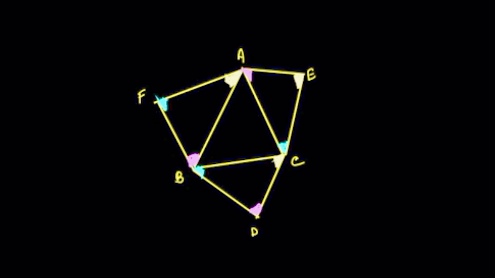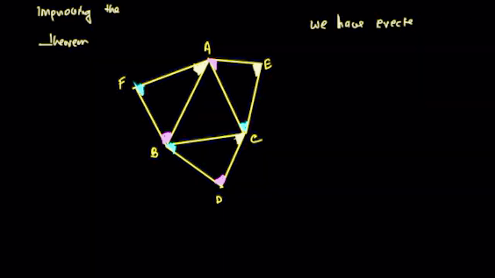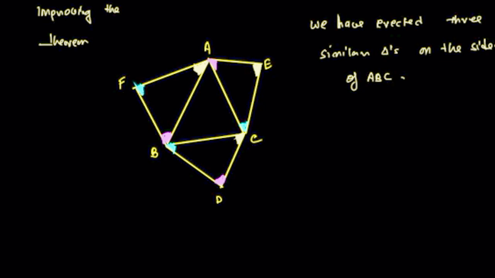So what are we doing? Well, we are proving the theorem, or maybe looking at a special case of it. So what is the special case? Well, we have erected three similar triangles on the sides of ABC.